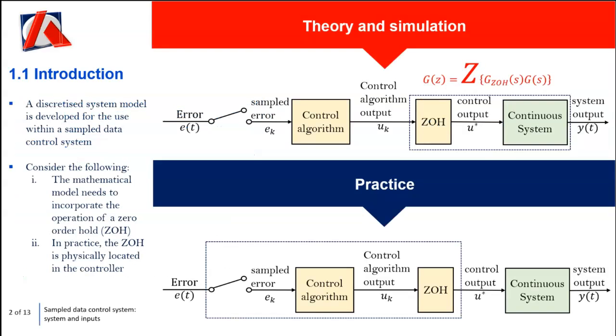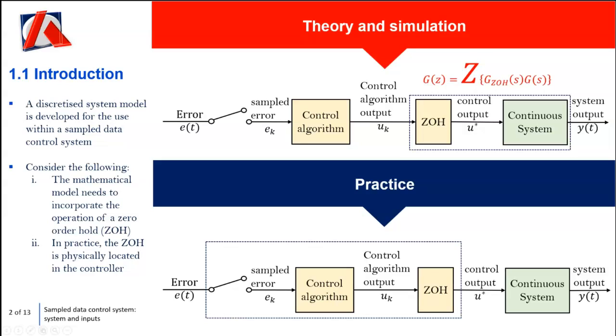So on this slide you should be familiar with the illustrations. On the top one, in terms of theory and simulation, what we do is we multiply the zero order hold and the continuous system in the continuous domain, so G subscript ZOH of S multiplied by G of S, and we undertake the Z transform of that to determine G of Z. Okay, and that's developing a discretized system model that we can use within the sampled data control system that you saw in the previous lecture video.